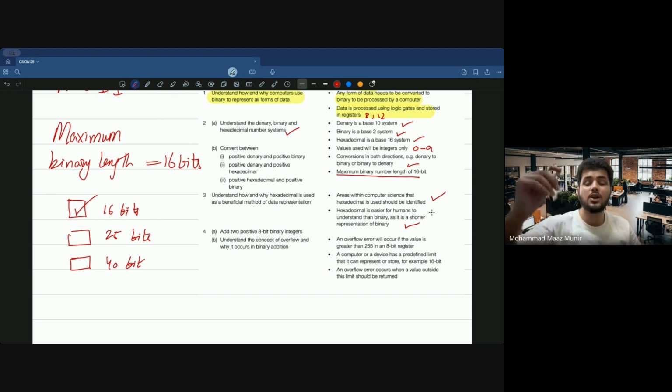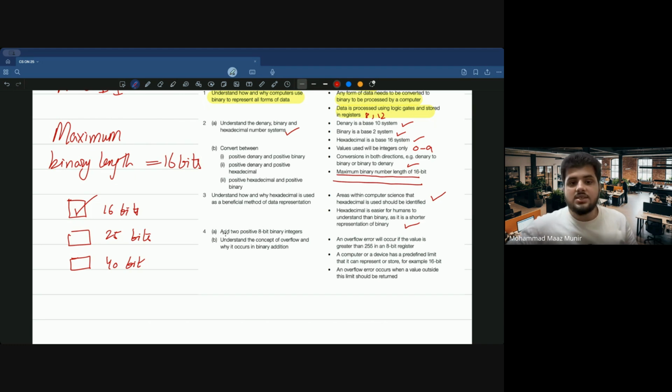Usually you are not even tested with 16 bits. Most of your questions are only up to 8 bits. Remember, you will be dealing with 8 bits. If a rare question comes with 12 bits, there is a possibility. And I haven't personally seen a question with 16 bits. But if it comes, don't say it's out of the course. No, it's there in the course.